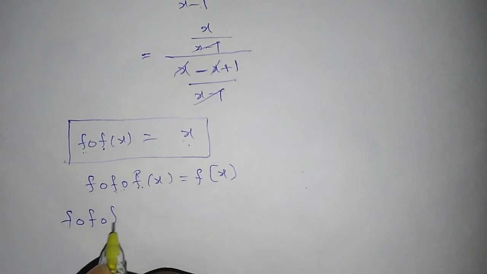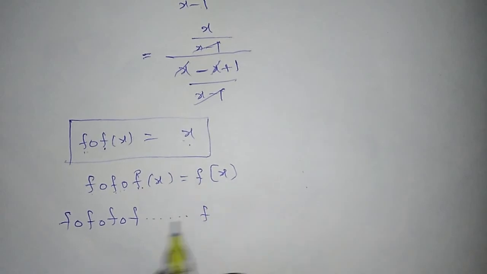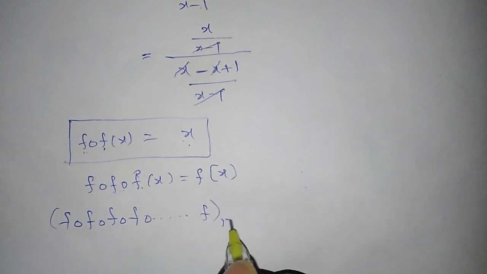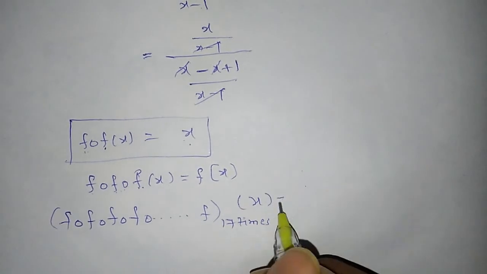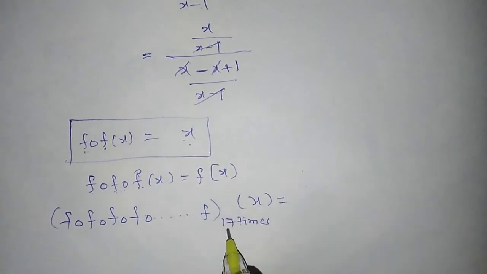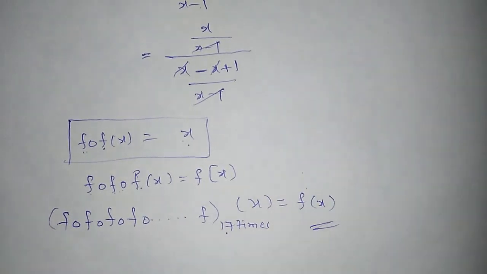f circle, and so on. f comes 17 times of x. 17 is odd number, right? So odd number we will get f of x.